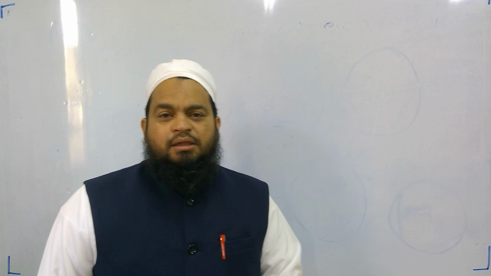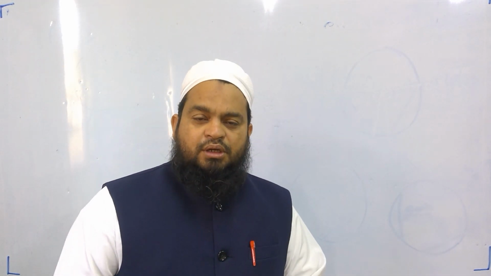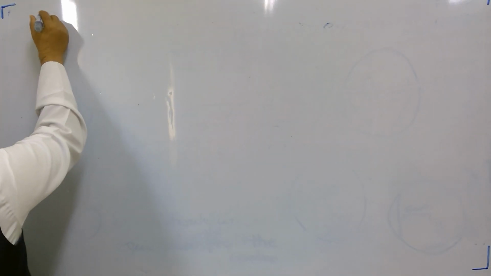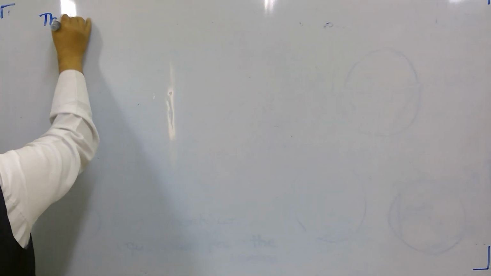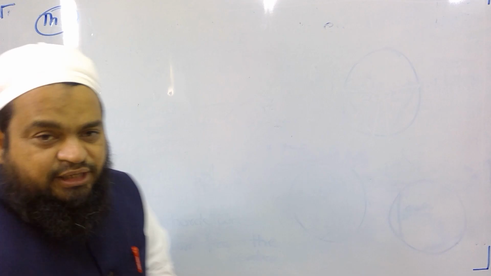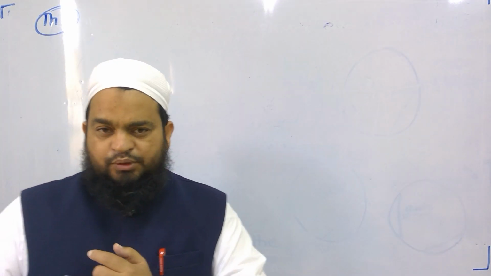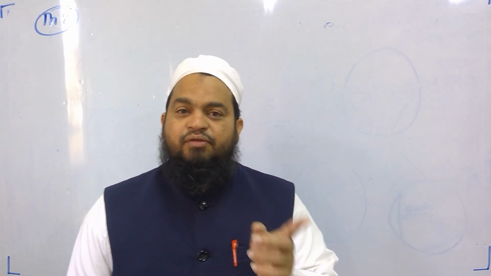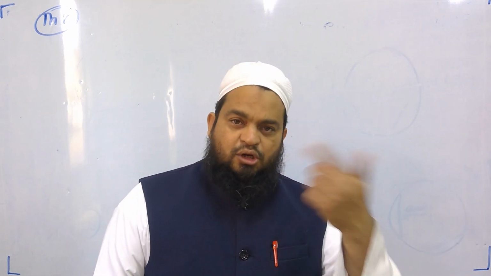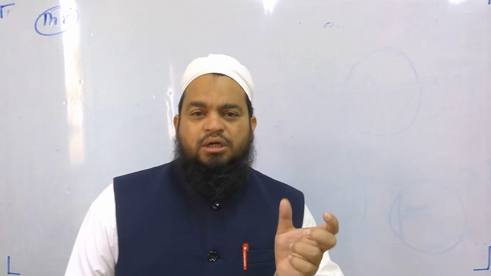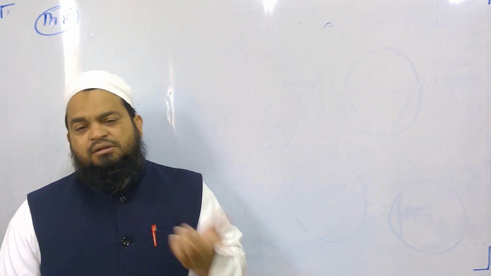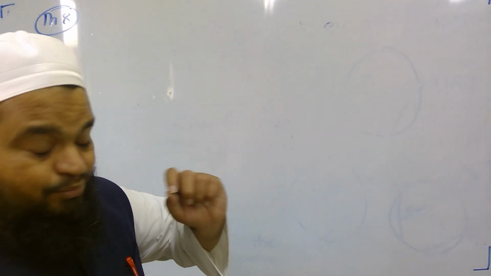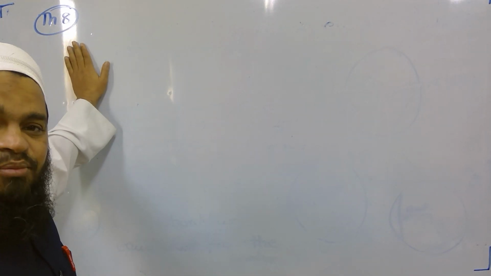So let us see the next theorem in circles. What is the next theorem in circles? It is theorem 8. Theorem 7 is the converse of theorem 6. What was theorem 6 which we have studied? Equal chords are equidistant from the center, and the converse is if two chords are equidistant from the center, then the chords are equal. So I am not going to discuss theorem 7, and let us see theorem 8.